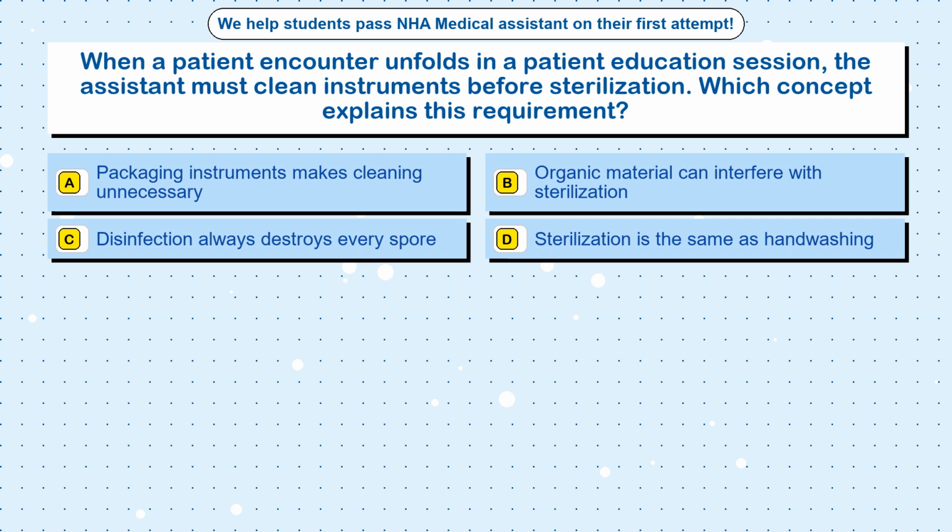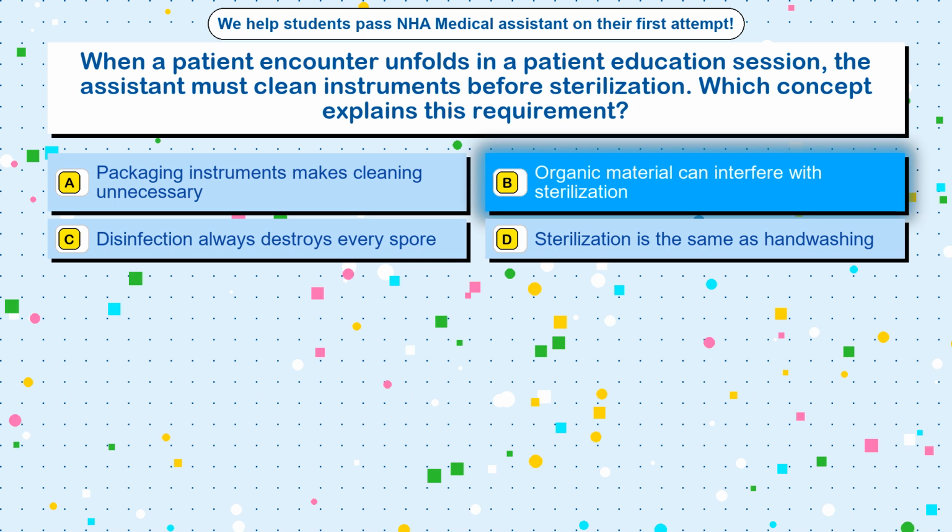Question 51. When a patient encounter unfolds in a patient education session, the assistant must clean instruments before sterilization. Which concept explains this requirement? Option A, packaging instruments makes cleaning unnecessary. Option B, organic material can interfere with sterilization. Option C, disinfection always destroys every spore. Option D, sterilization is the same as hand washing. The correct answer is option B.